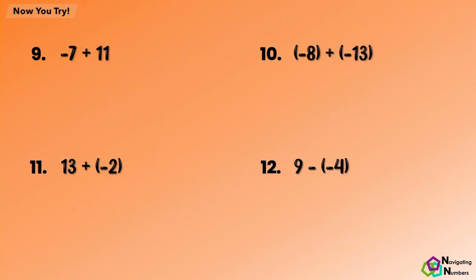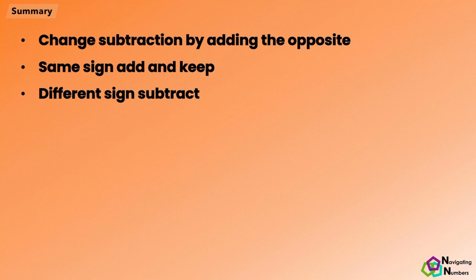Here are some examples for you to try out on your own. Let's go ahead and summarize. So when you add and subtract integers, the first thing that is common to do usually is to change the subtraction into addition. You don't have to, but just to be consistent, that's what we decided to do for this video. So change the subtraction into addition by adding the opposite.